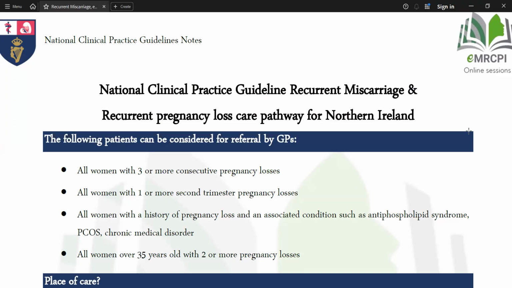Hello everyone and welcome to one of our new series in which we are going to discuss the latest RCPI guidelines, inshallah. And as you can see, we are going to start with recurrent miscarriage and recurrent pregnancy loss. This guideline, guys, is very important for the exam. It appeared recently in the latest one also, March 2025. So try to pay attention with us.